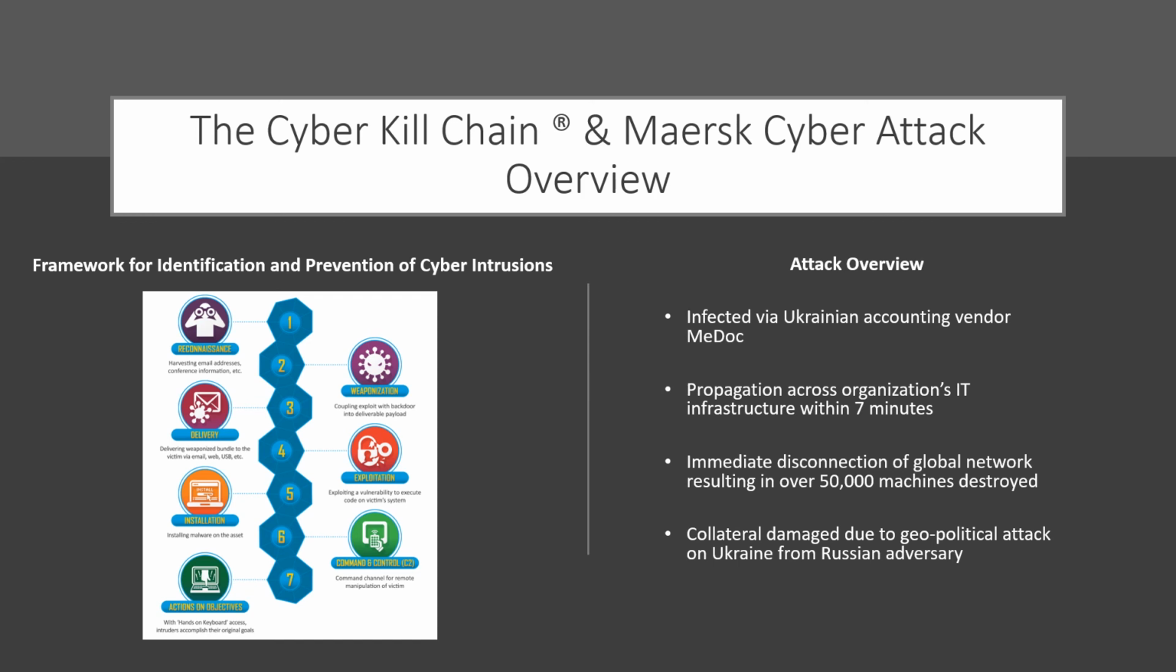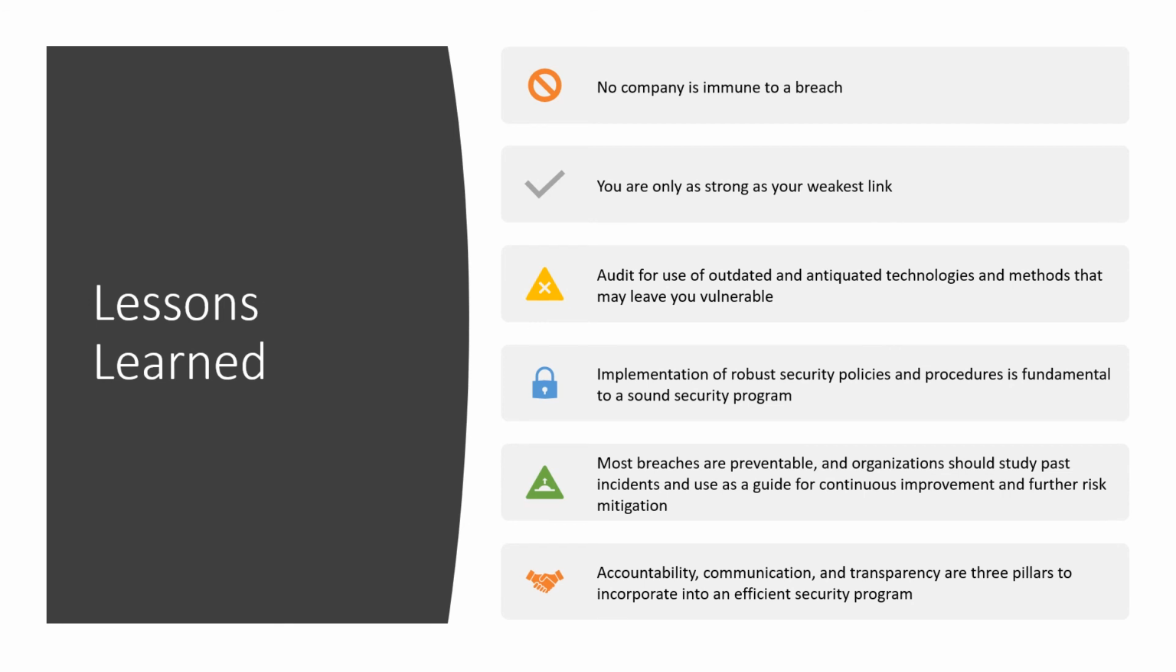By analyzing a case study, we can use the framework as a way to gain knowledge of the attack, what went right, what went wrong, and come away with lessons learned in how to prevent such attacks from happening in the future, and implementing risk mitigation mechanisms that will limit their impact. Through the development of this CTIP and assessing real-world case studies, we have come away with the following lessons learned. No company is immune to a breach, and you are only as strong as your weakest link. You must audit for use of outdated and antiquated technologies and methods that may leave you vulnerable to attack.